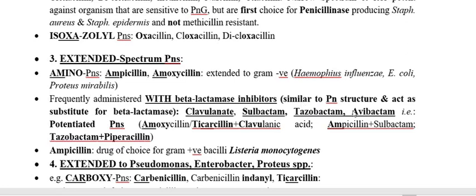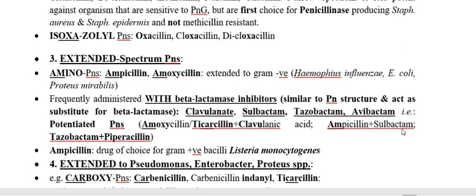So these all four are beta lactamase enzyme inhibitors, and therefore we are going to combine them with other penicillins, like amoxicillin and ticarcillin. Both are penicillins. Amoxicillin is the aminopenicillin. So amoxicillin comes in combination with the beta lactamase inhibitor clavulanic acid.